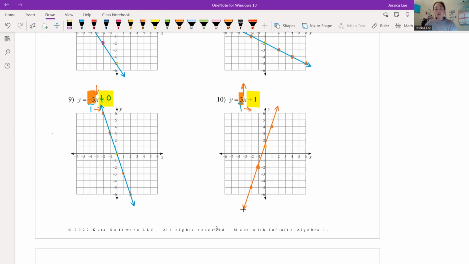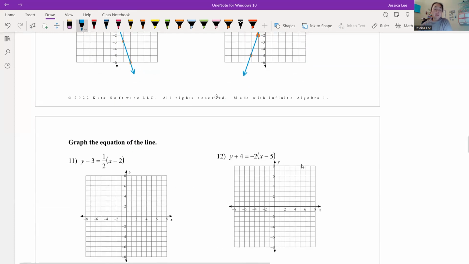Oh, did I actually do it? Ish. I'm not sure. Over just slightly. Put a bit on that one. There we go. Okay. So there's graphing with slope-intercept form.